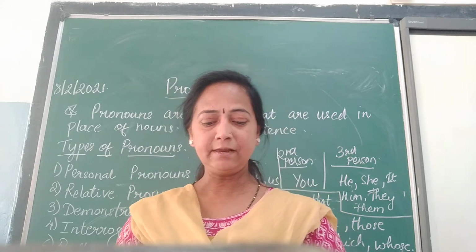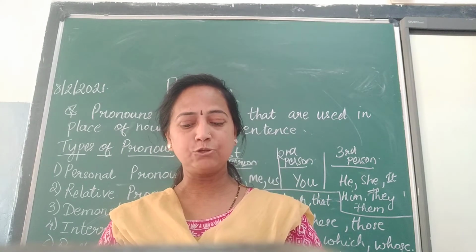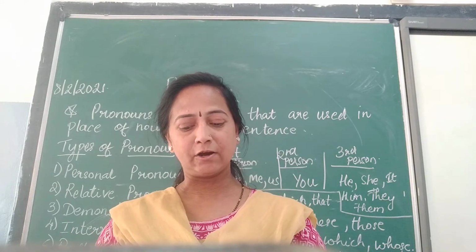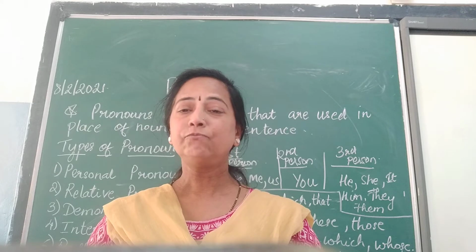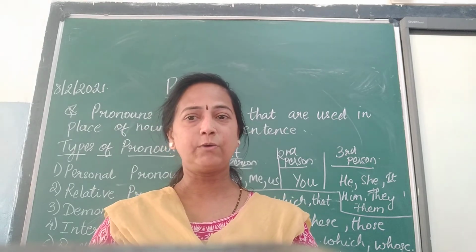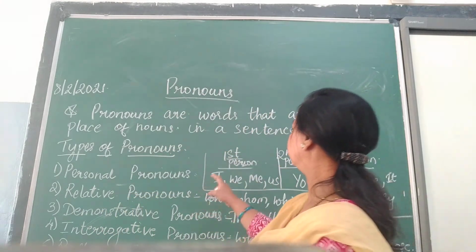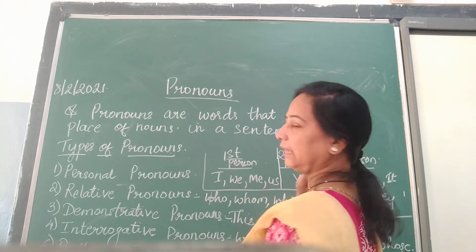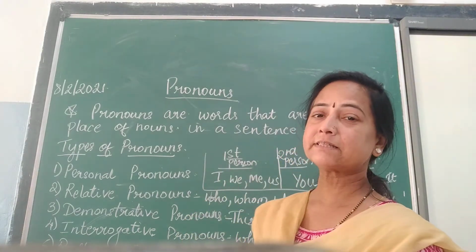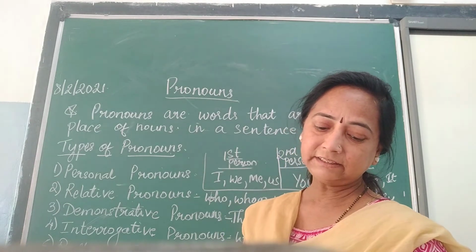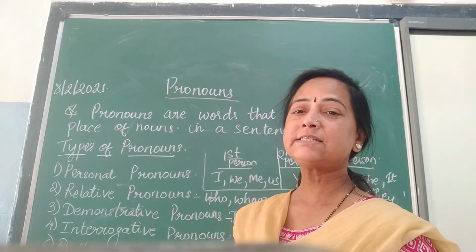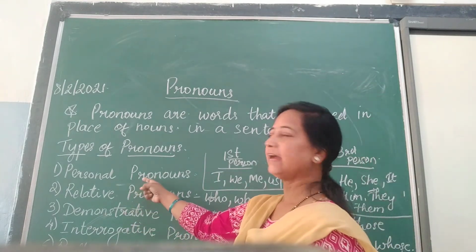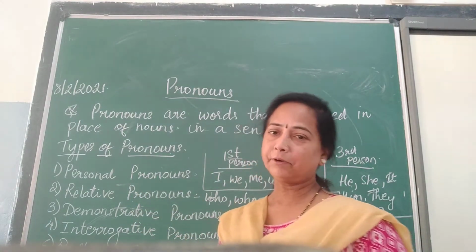Personal pronouns are used in place of persons, and they are of 3 types. In the first person we have the words I, we, me, us. The second person is you. And the third person is he, she, it, they. What are these called? They are called personal pronouns.